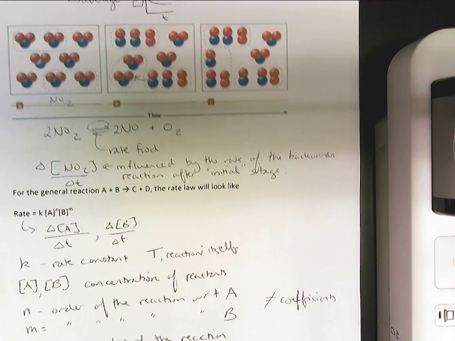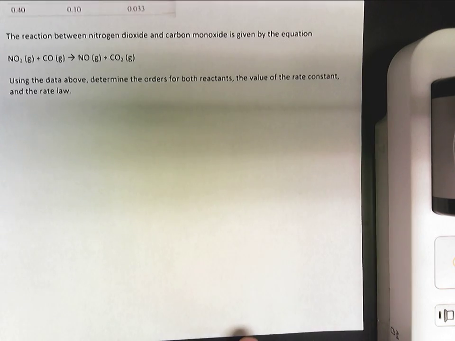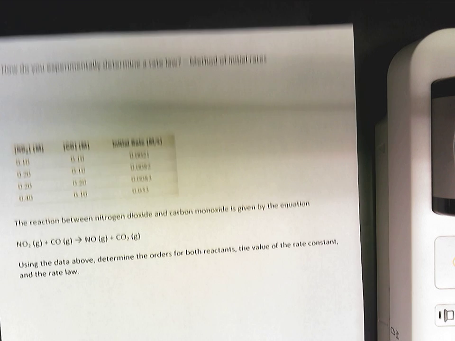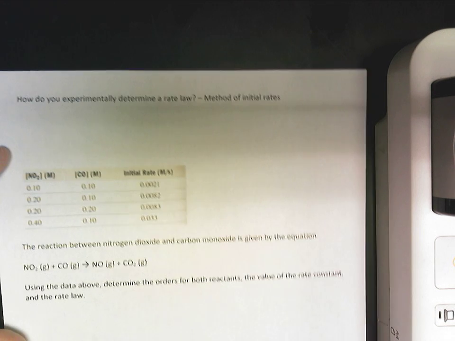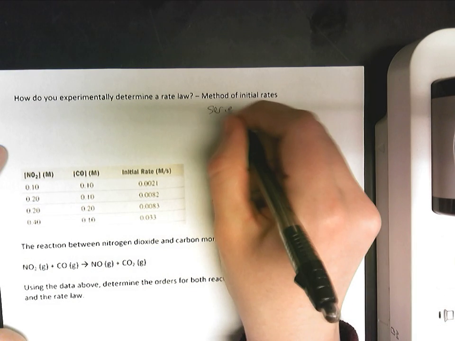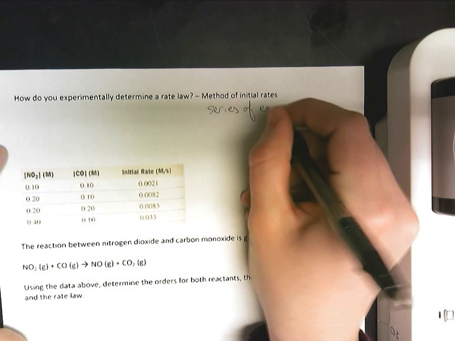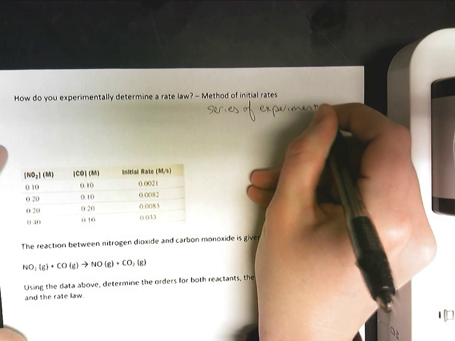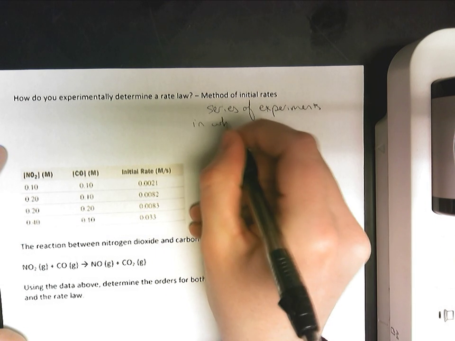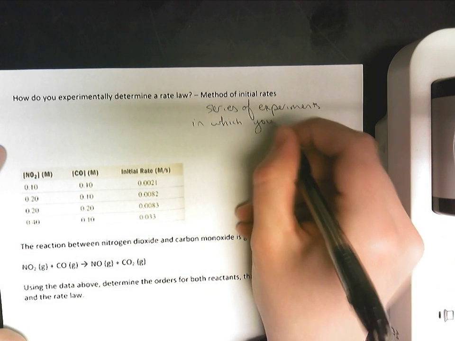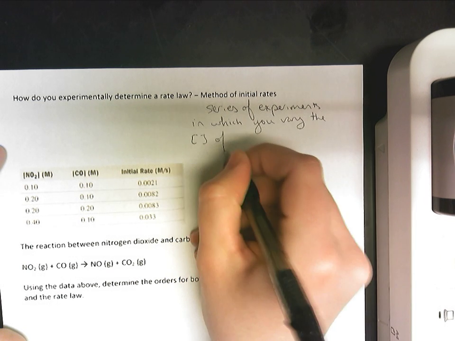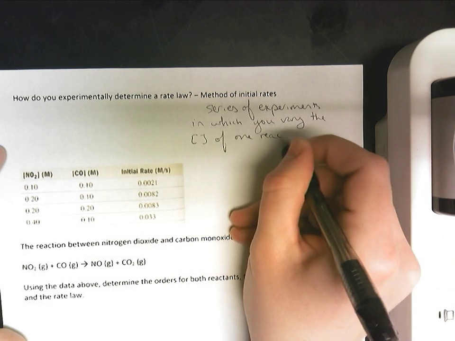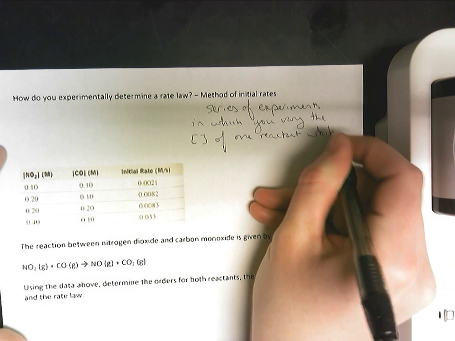Okay, so how do I determine all of this stuff experimentally, and how do I do the math, essentially? So how do I experimentally determine a rate law? I use what's called the method of initial rates. This is going to be a series of experiments that you set up in which you vary the concentration of one reactant while holding the others constant.